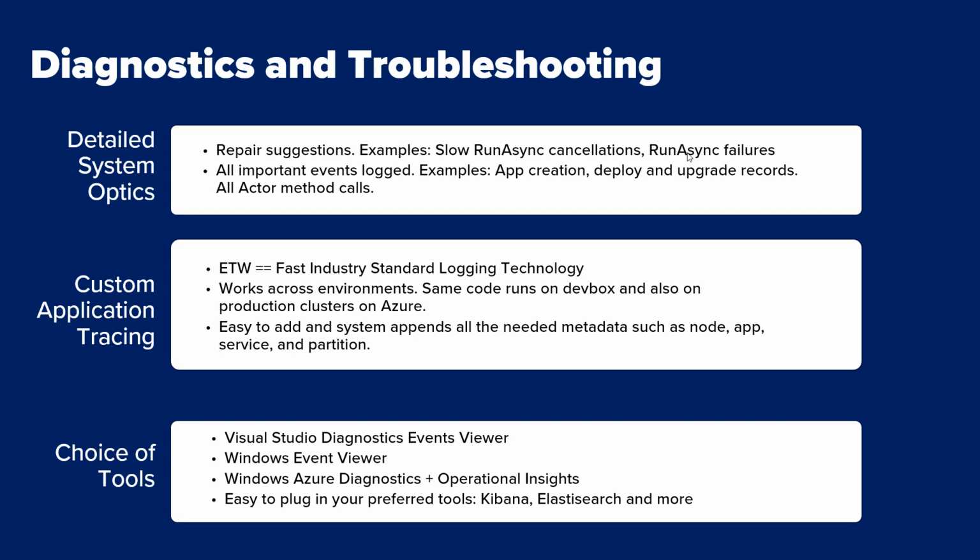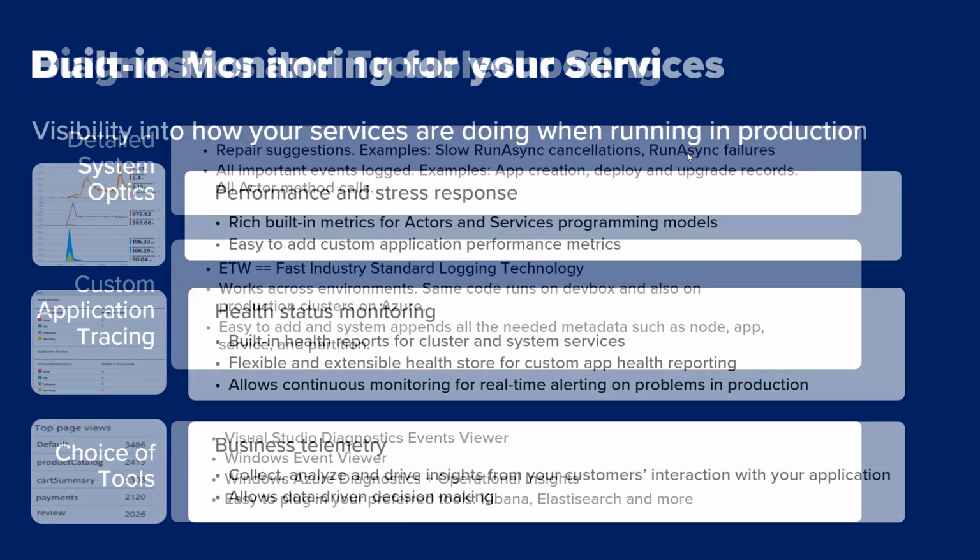Then you also have custom application tracing, which is basically the fastest standard logging in the industry, ETW. It works across all environments. That same code runs on your dev box and also on production clusters on Azure. It's easy to add, and the system appends all the needed metadata such as node, app, service, or partition. And you have a choice of tools. You can use Visual Studio Diagnostics Event Viewer, Windows Event Viewer, Windows Azure Diagnostics and Operational Insights, or you can plug in your traditional tool sets like Elasticsearch or Kibana, etc.